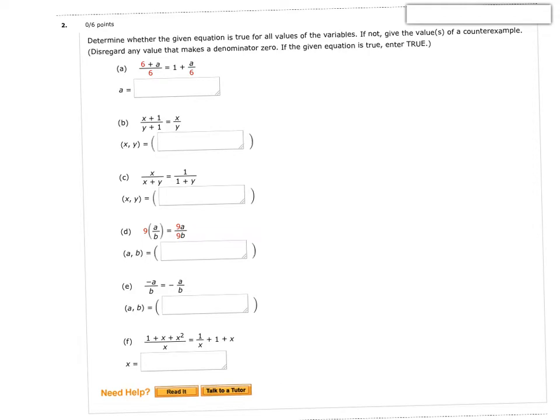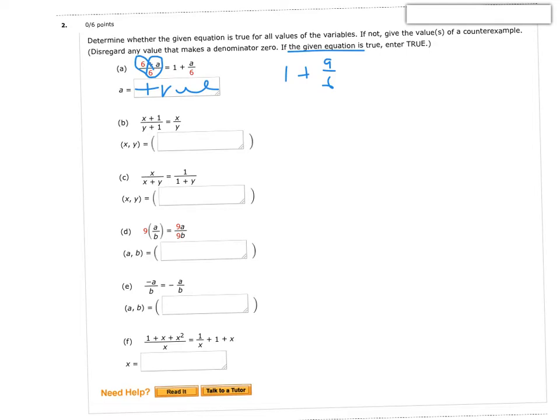This is kind of a similar idea to the last one, except that some of these are true. So if it's true, we're going to go ahead and enter true. And if it's not true, we're going to come up with numbers that prove it to be not true. So for part A here, you actually can divide both of these things by 6. So then 6 over 6 would be 1. And then A over 6 would obviously be A over 6. So this one is actually true.